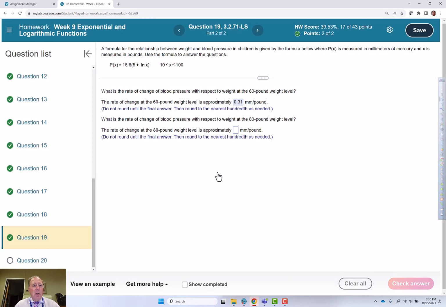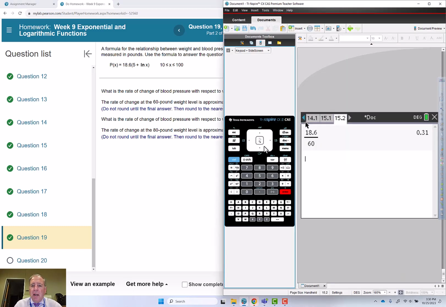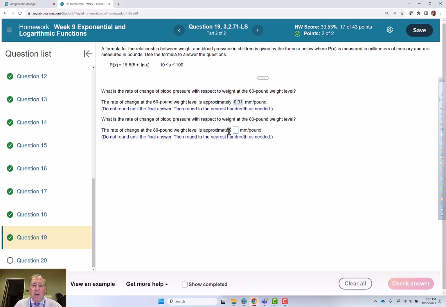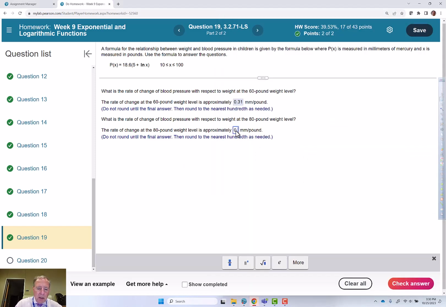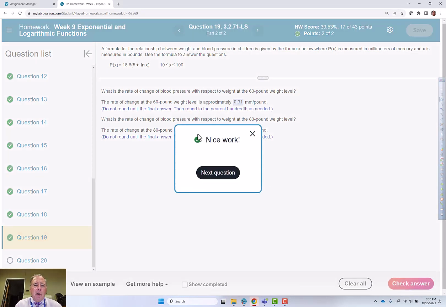Check answer. Well done. What is the rate of change of blood pressure with respect to weight at the 80-pound level? So we'll go put that in, just change the 60 to an 80, and 0.23 rounding to the nearest hundredth. Check answer. Nice work.